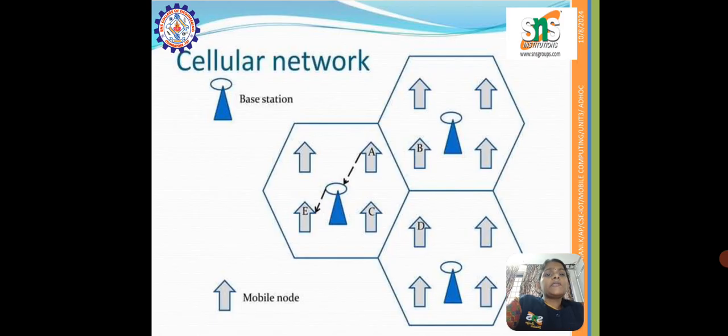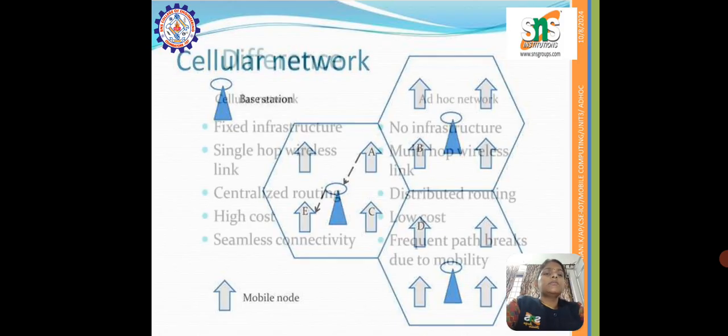This diagram represents how cellular networks communicate between the cells. It has a base station, and the signal is transmitted and received. The blue triangle represents the base station and the others represent the mobile nodes.